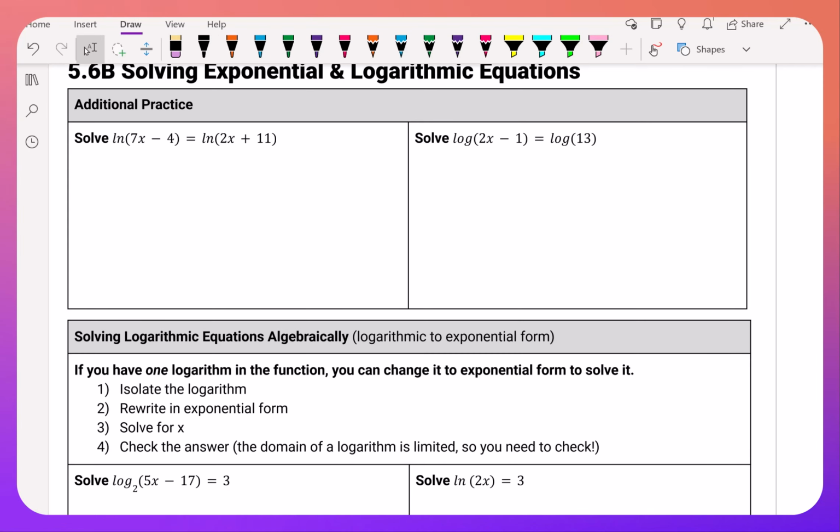Okay, so here's what we're going to do. You're going to pause the video, and I want you to work these 2 problems out and unpause it and see if you get the right answers.